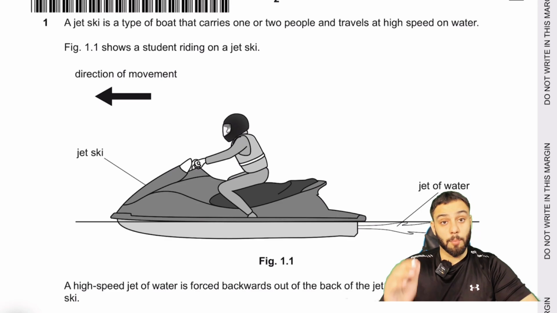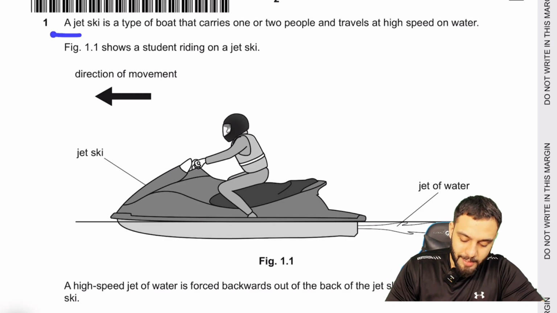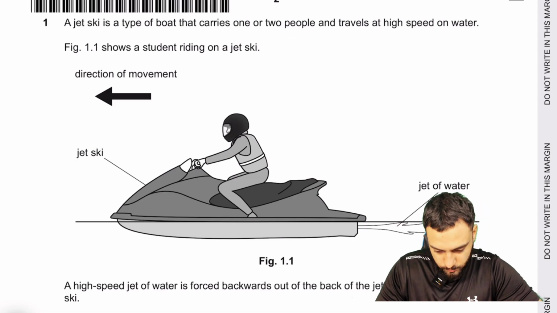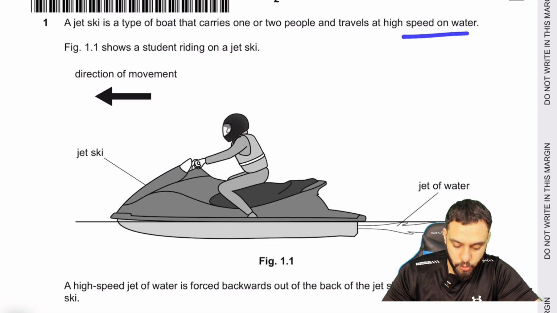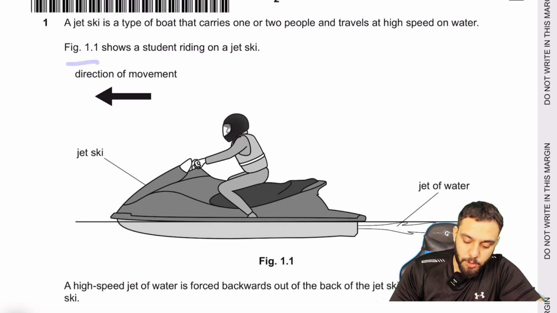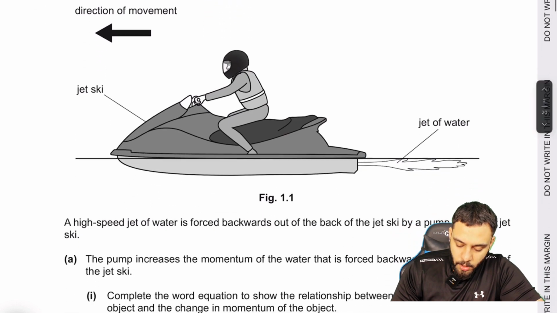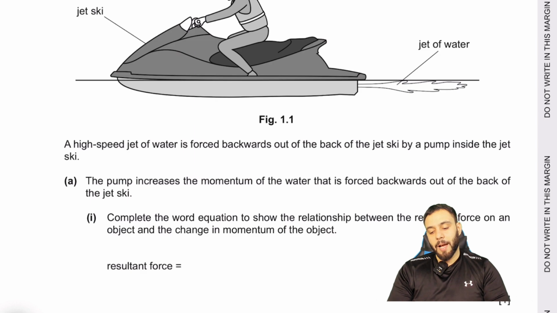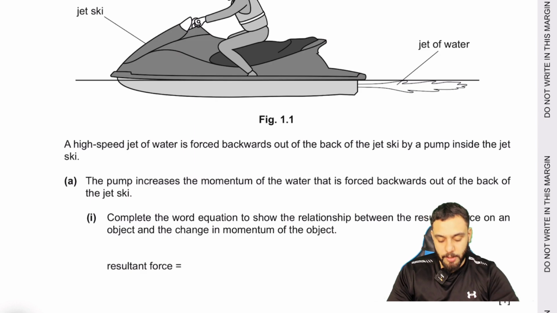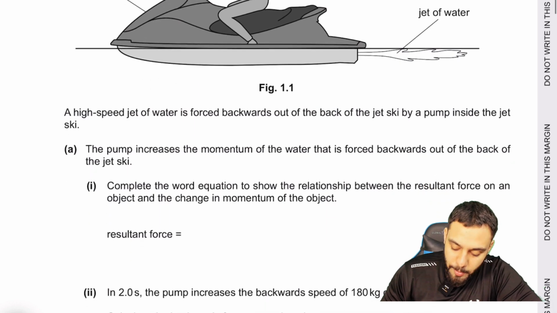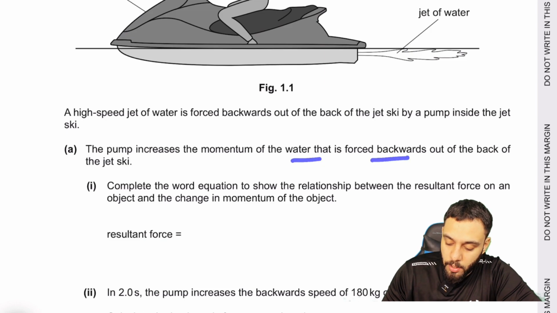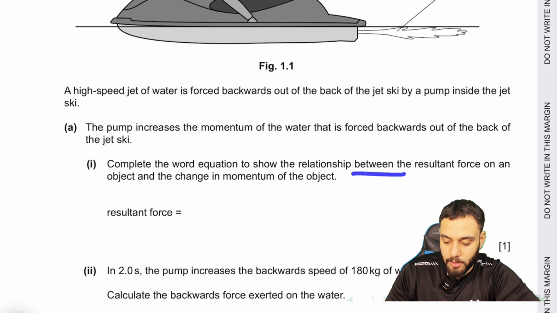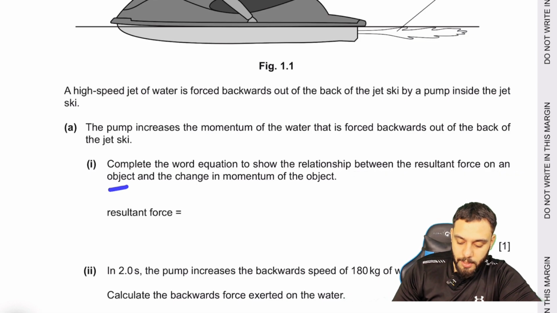Okay guys, question number 1. A jet ski is a type of boat that carries one or more people and travels at high speed on the water. Figure 1.1 shows the student riding on a jet ski. A high speed jet of water is forced backwards out of the back of the jet ski by a pump inside the jet ski. The pump increases the momentum of the water that is forced backwards out of the back of the jet ski. Complete the word equation to show the relationship between the resultant force on an object and the change in momentum of the object.